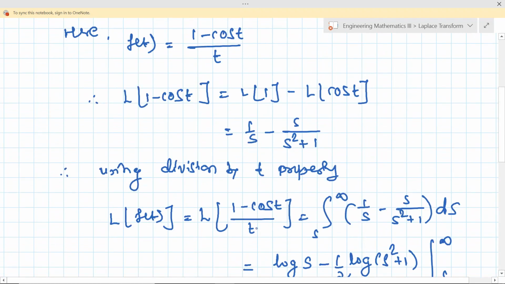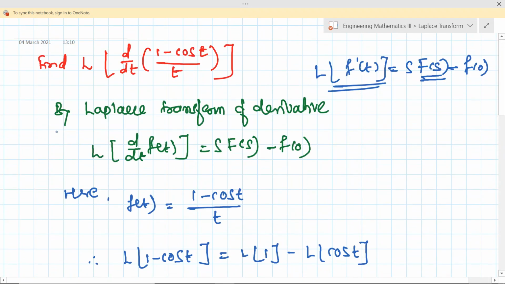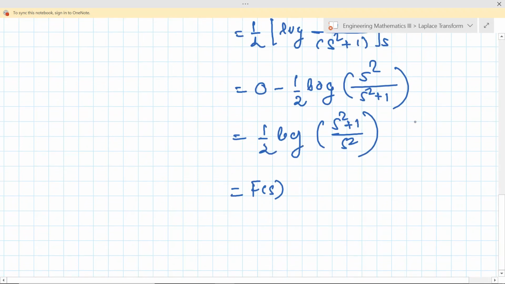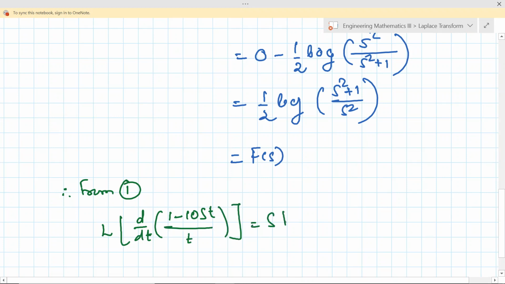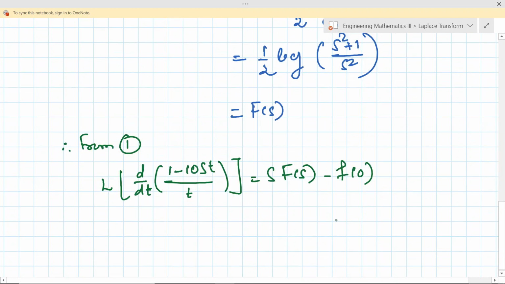Now see, this is f of s, and therefore by Laplace transform of derivative, call it as 1. Therefore from 1, now come to our original solution. So Laplace transform of d dt of f of t, that is 1 minus cos of t divided by t, is equal to s into f of s minus f of 0.